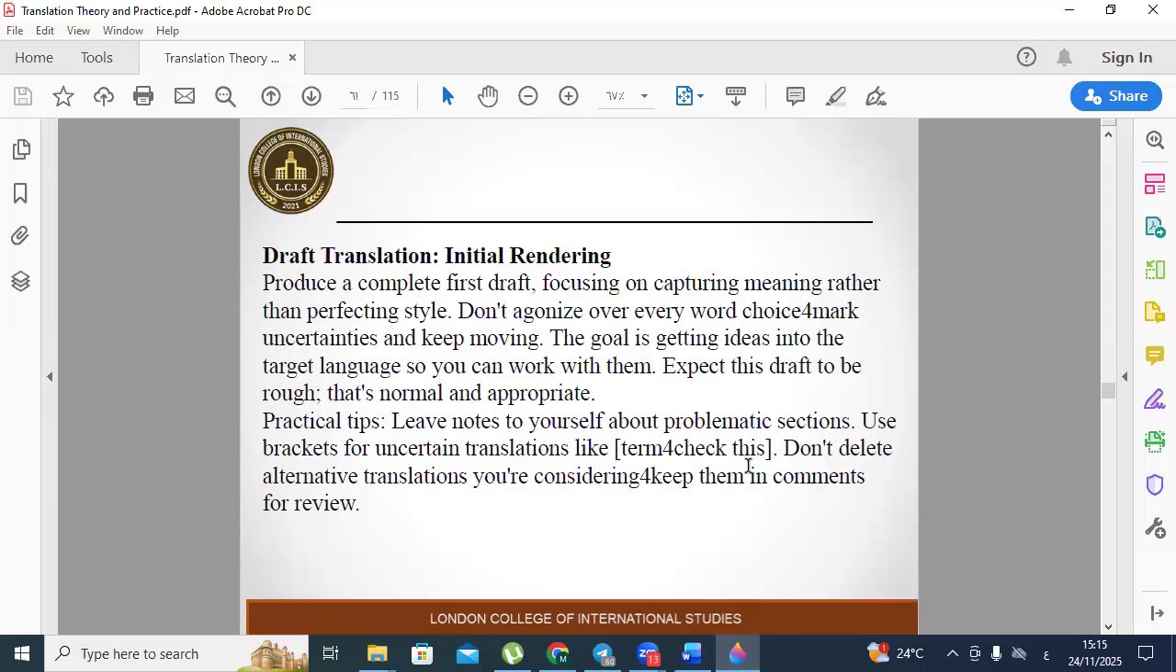Practical tips: leave notes to yourself about problematic sections. Use brackets for uncertain translations, like [term: check this]. Do not delete alternative translations you're considering. Keep them in comments for review.